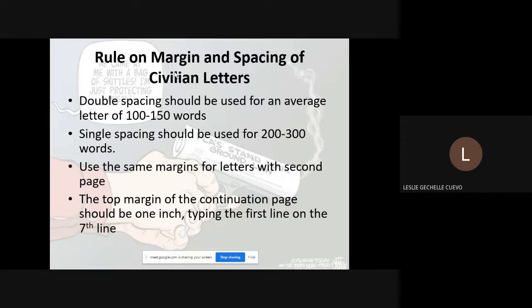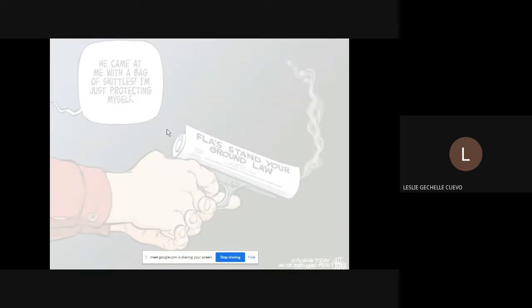Then the top margin of the continuation page should be 1 inch, typing the first line on the 7th line. So, press mo yung enter kung nagta-type ka sa computer. Tapos dun sa ikapitong enter mo, dun ka mag-start. Okay.